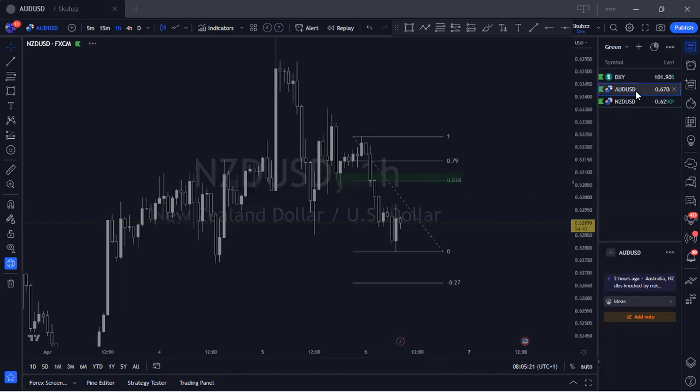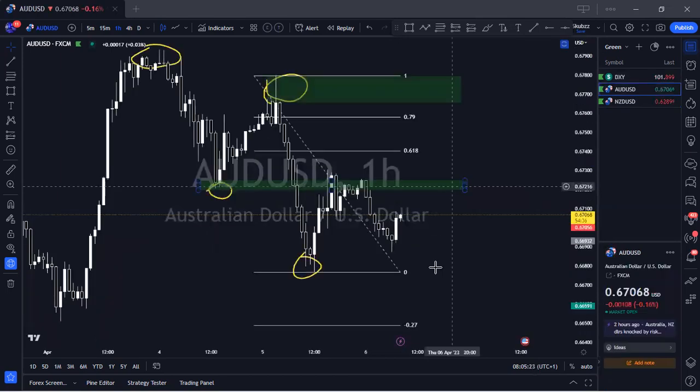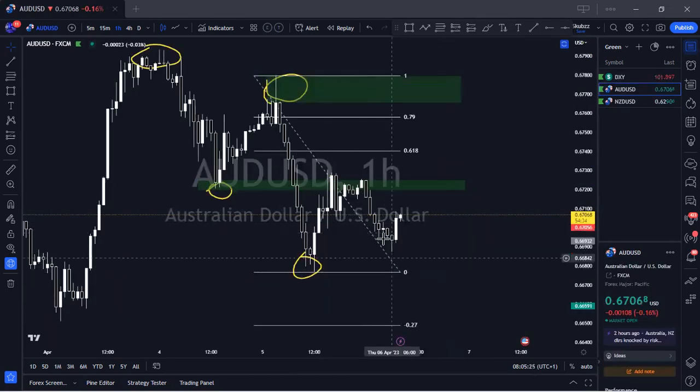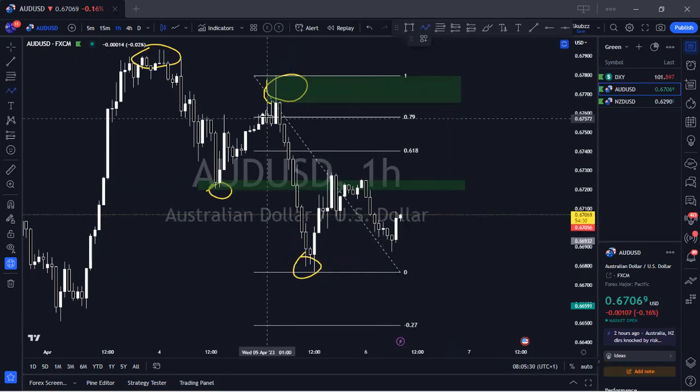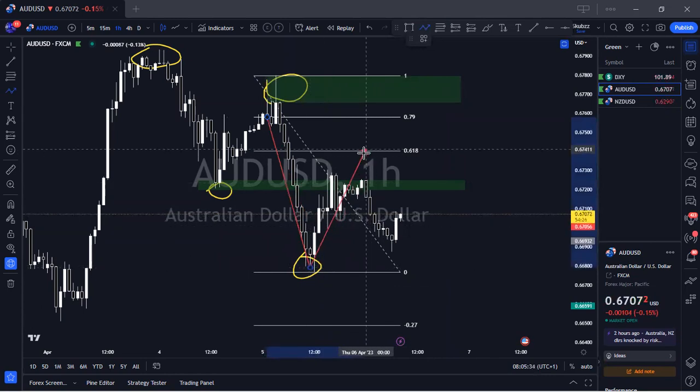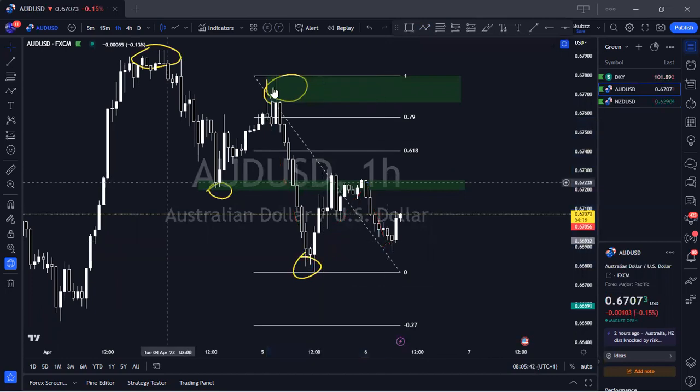Then AUDUSD. This one is just very wicked. Yesterday, I was looking for price to go back and retest those 0.618 areas, but price failed to get there. We just tapped into this support here that turned to resistance, and then we sold to the downside. So currently, we are still inside that impulsive leg. So what can we watch out for?